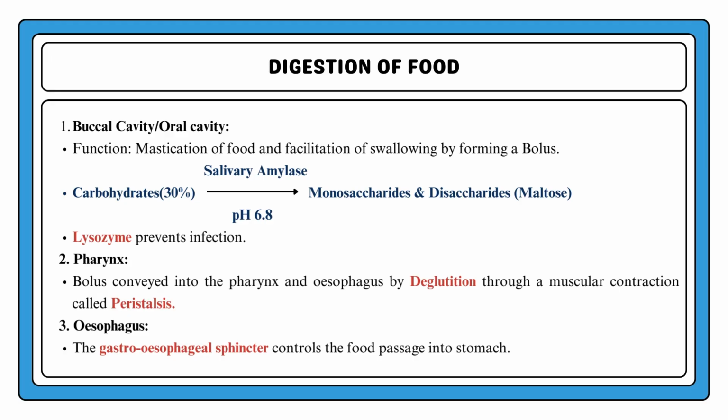The lysozyme present in the buccal cavity prevents infection. It is a place where 30% of the carbohydrates are broken down. The buccal cavity contains salivary amylase of pH 6.8, which converts carbohydrates into monosaccharides and disaccharides, which is maltose. Then the bolus is conveyed into the pharynx and esophagus by deglutition through a muscular contraction called peristalsis. The gastroesophageal sphincter in the esophagus controls the food passage into the stomach.